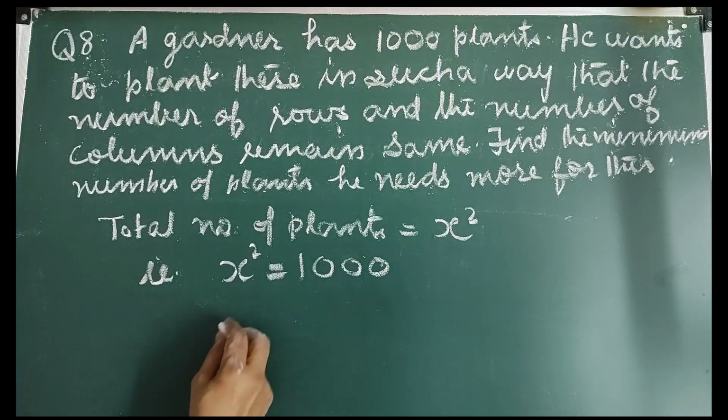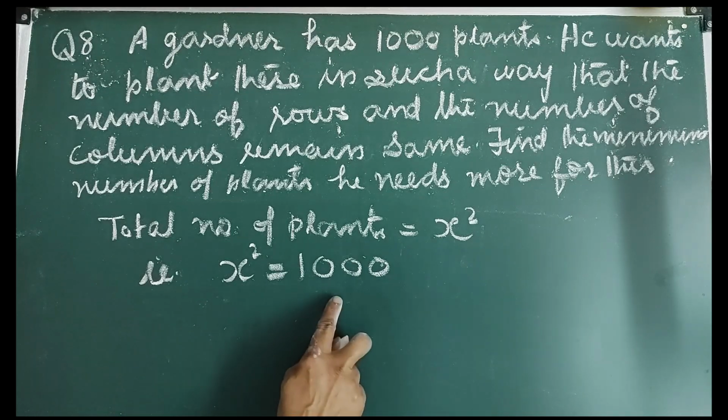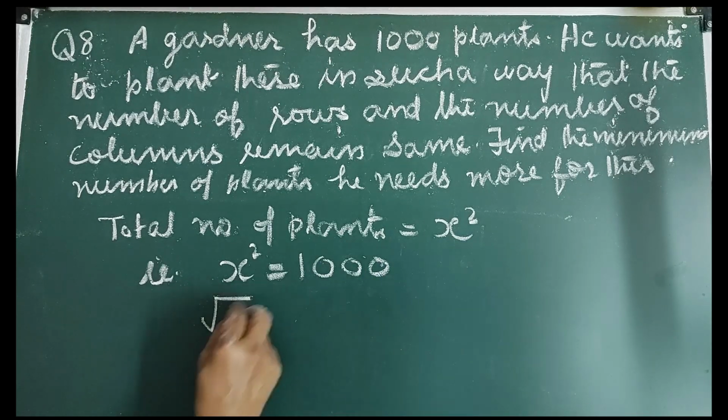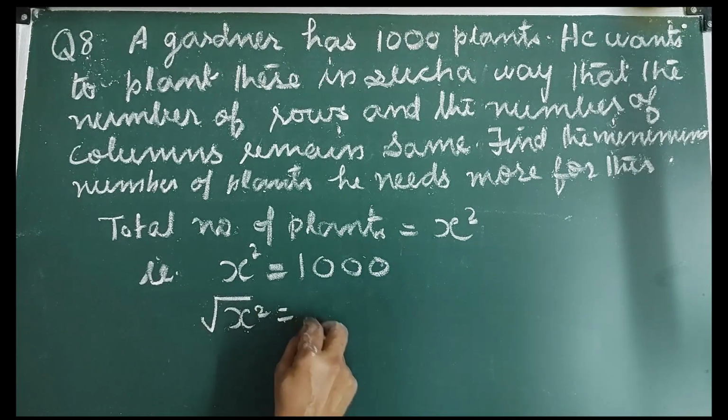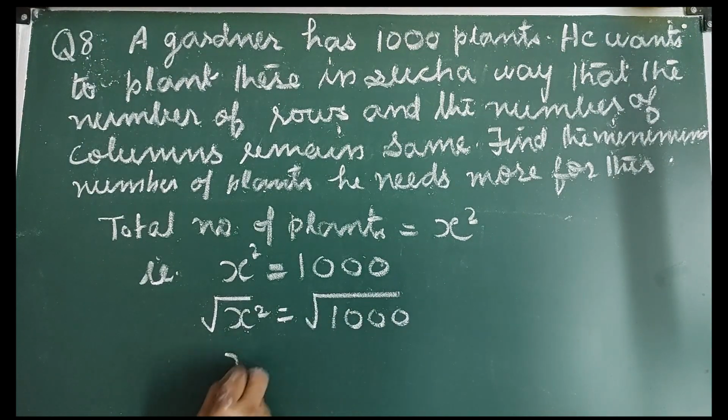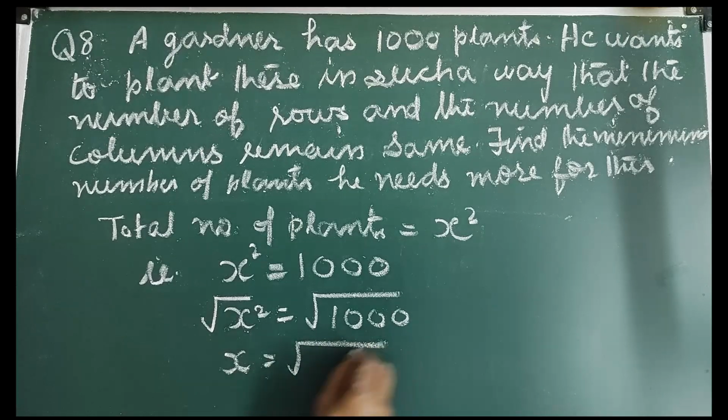Now, to find the value of x, we have to find the square root of 1,000. That is, square root of x square equals square root of 1,000. Then x equals square root of 1,000. Now let us find the square root of 1,000 by the long division method.